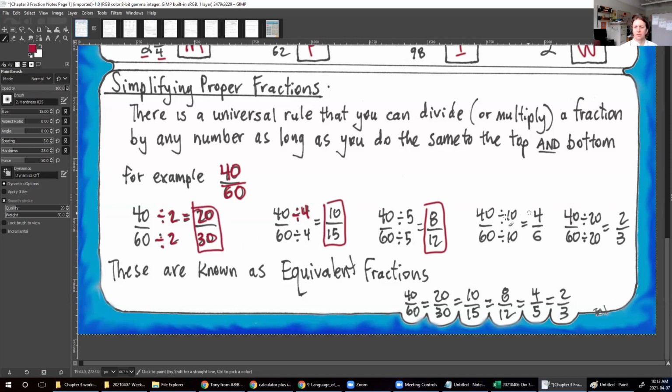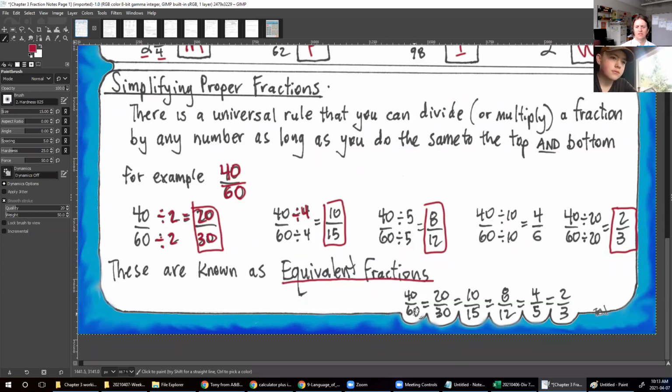Or what we could do is really cut to the chase here. If we divide the top and the bottom by 20, which is probably the biggest number we can divide both by without getting some kind of decimal or more fraction, 40 divided by 20 is 2, and 60 divided by 20 is 3. That's going to be our simplest version of this fraction. And then this brings us to equivalent fractions, which are fractions that are the same.